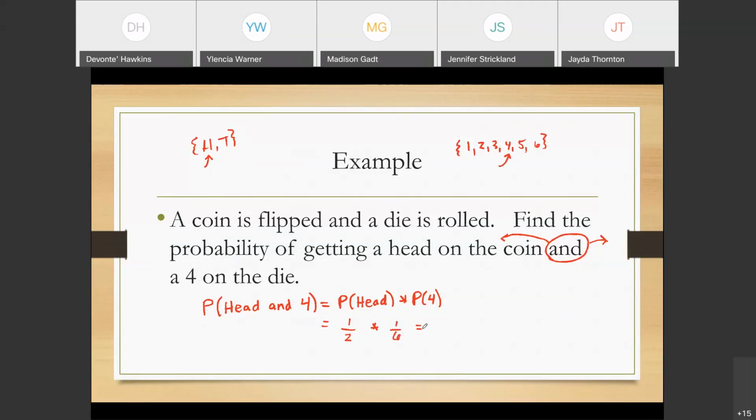Okay, and then we multiply to get our answer. So when you're multiplying fractions, you multiply the top 2 numbers together, so 1 times 1, and you multiply the bottom 2 numbers together. So 2 times 6 is 12.